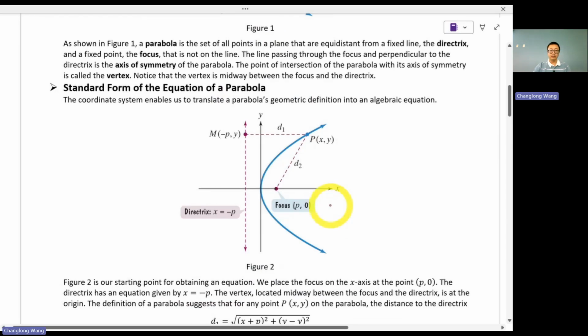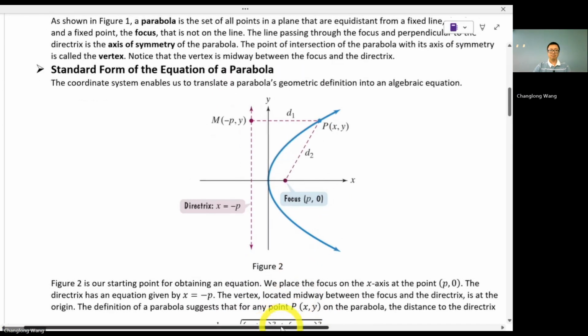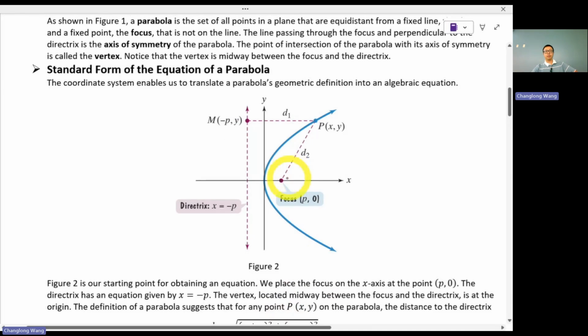The geometry definition is also tailored to just the focus and the directrix. So basically, all the points that are supposed to be on a parabola will always be equidistant from the focus and the directrix. Okay, so it turns out that whichever point you're looking at, measure the distance from that point to the focus and the directrix, and it is always going to be equal.